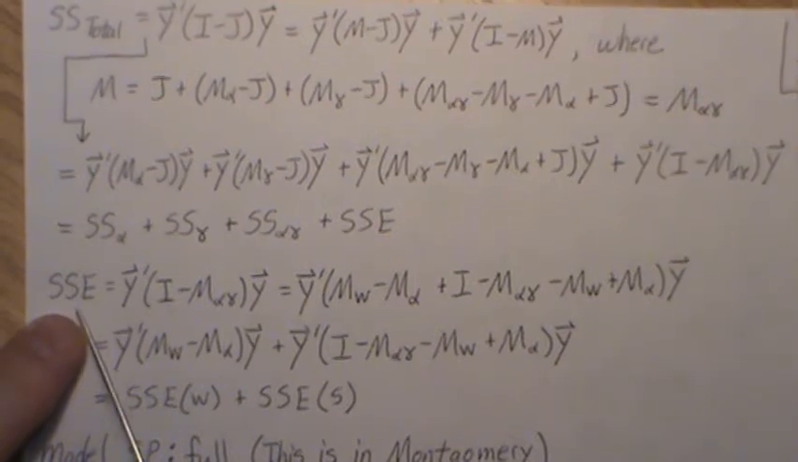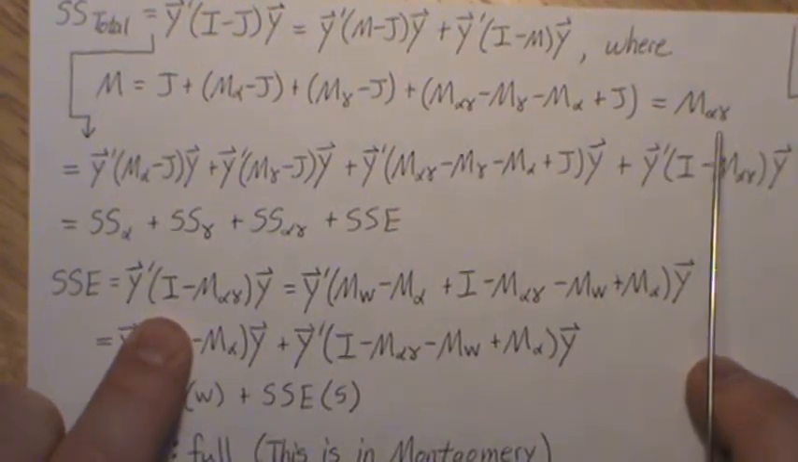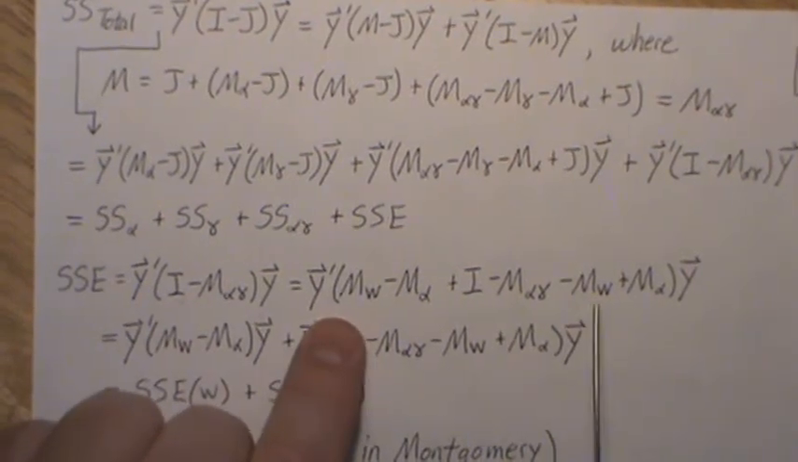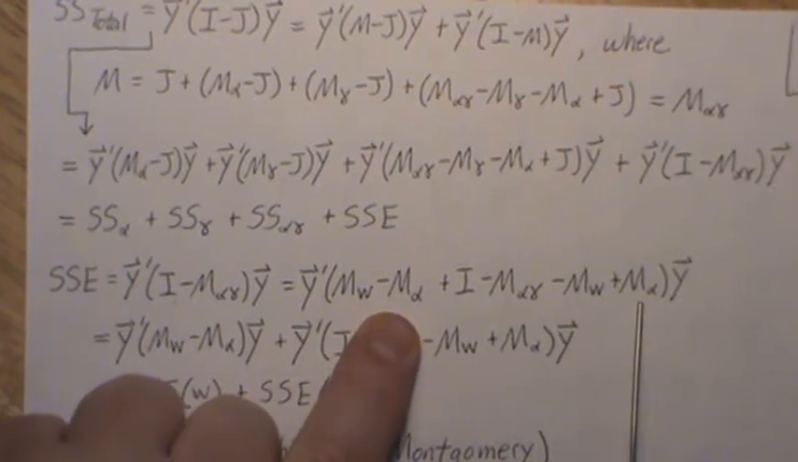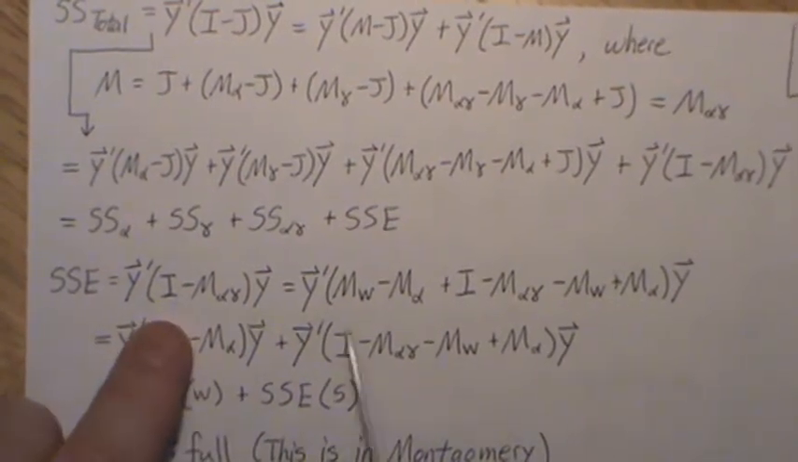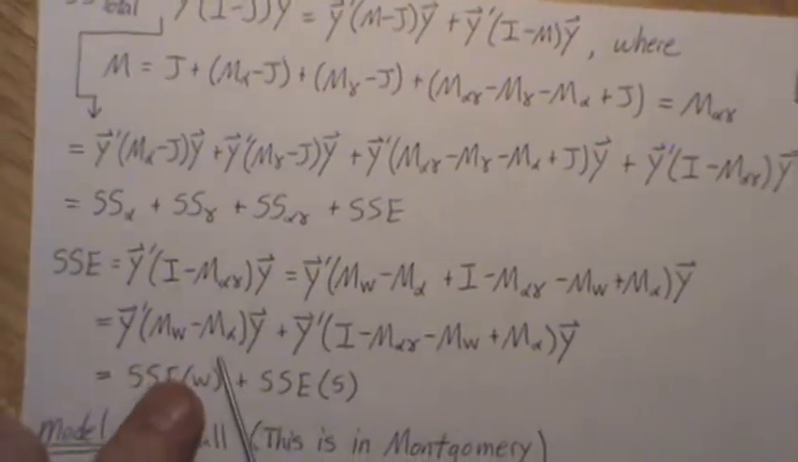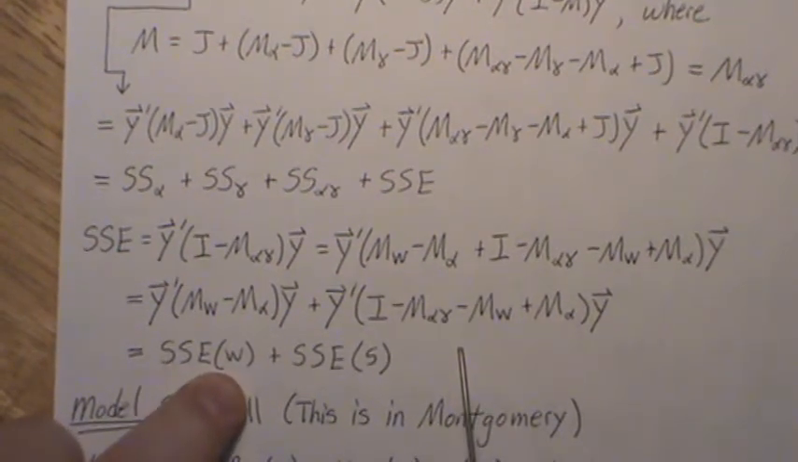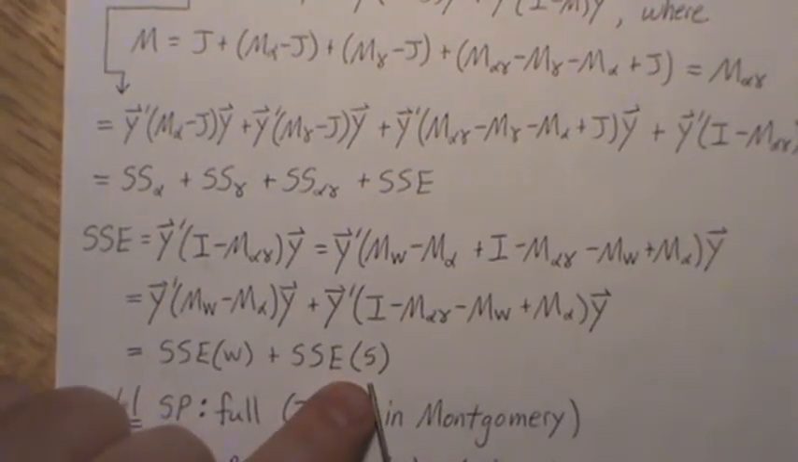So we take the sum of squares error, which was this, right? I minus m, but in this design, it's m alpha gamma. Then we add and subtract this quantity, and we add and subtract this quantity. Going from here to here, nothing's changed, but now we can multiply the y's in, and we get this. This ends up being the sum of squares error for whole plot, and this is the sum of squares error for subplot or split plot.